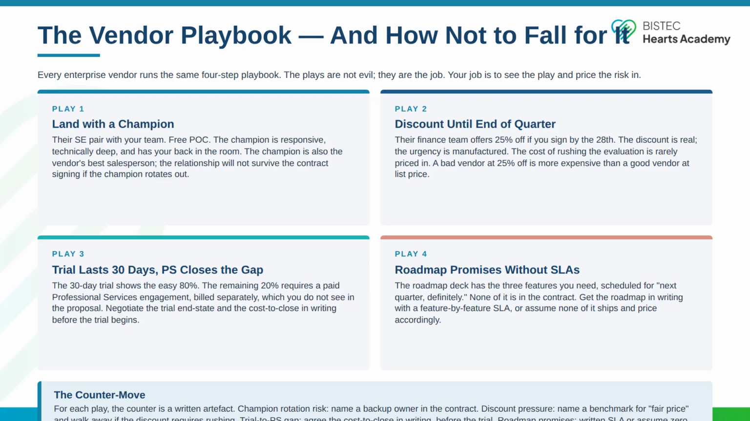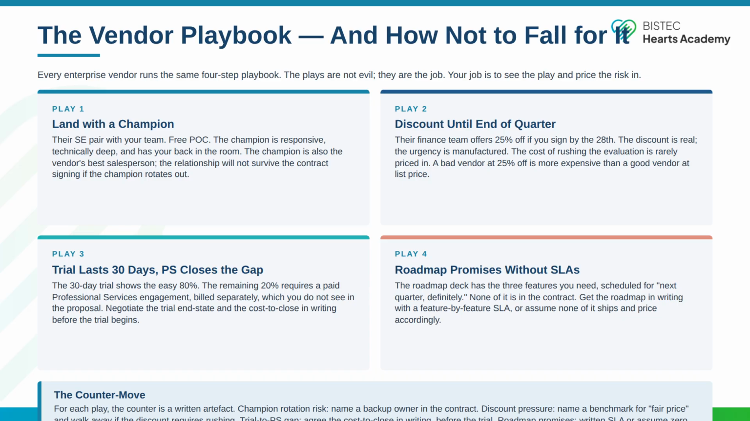The champion is also the vendor's best salesperson. The relationship will not survive the contract signing if the champion rotates out. Play 2, discount until end of quarter. Their finance team offers 25% off if you sign by the 28th. The discount is real. The urgency is manufactured. The cost of rushing the evaluation is rarely priced in. A bad vendor at 25% off is more expensive than a good vendor at list price.